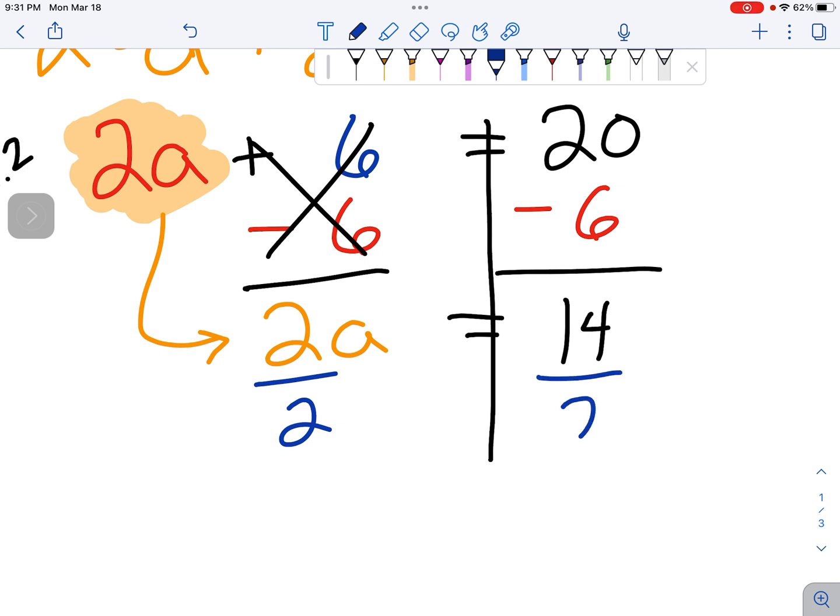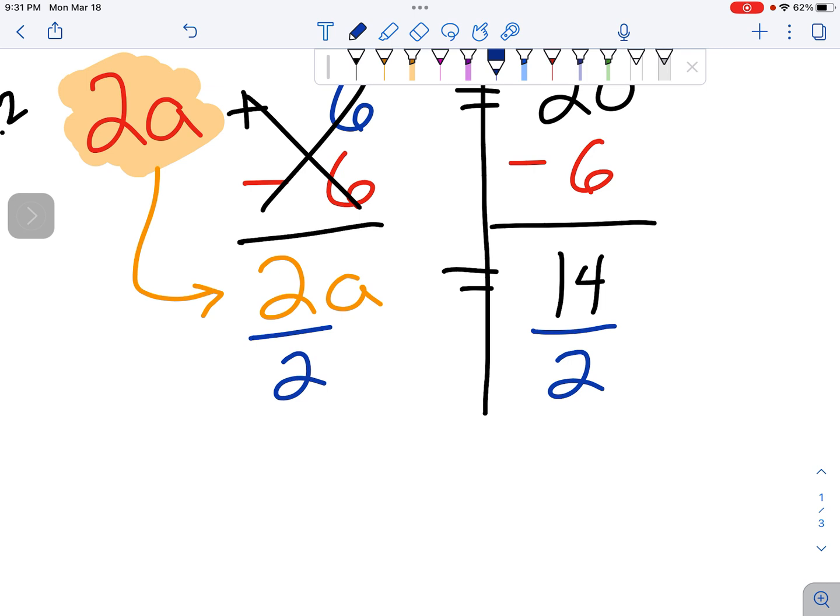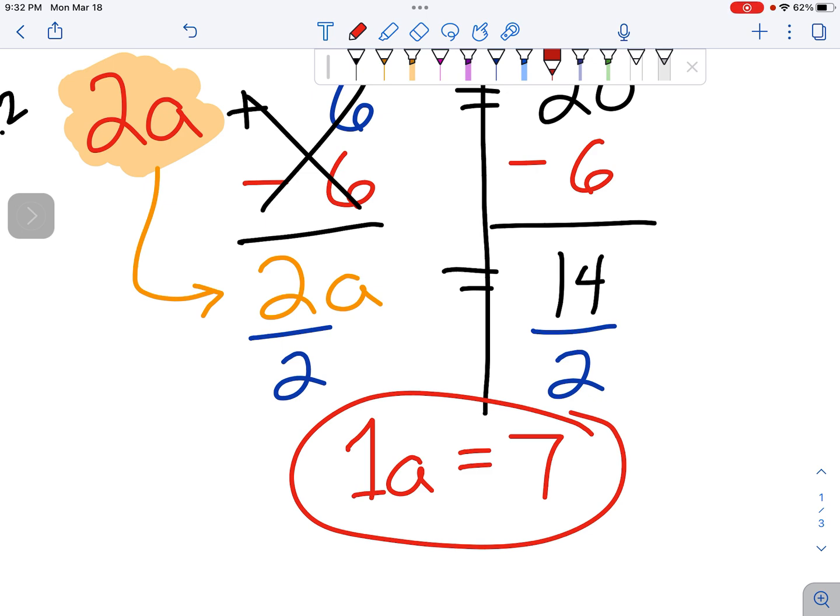We split them into equal groups of 1. 2 divided by 2 is 1. So on the left side, we have 1A. And on the right side, 14 divided by 2 is 7. This should be the correct answer.